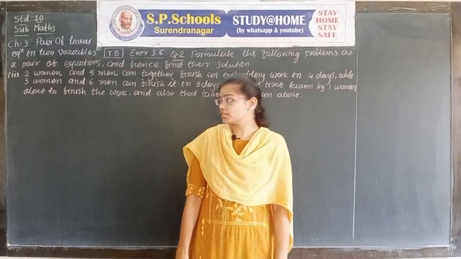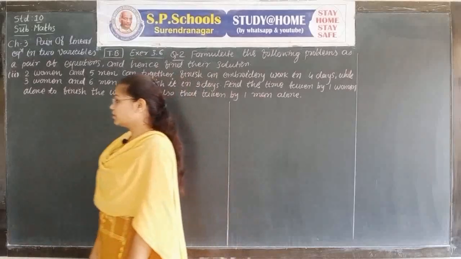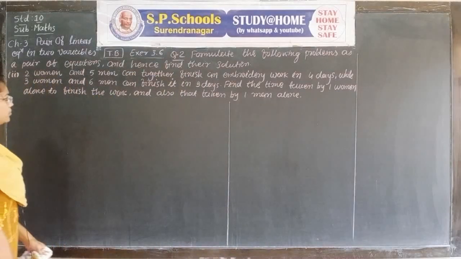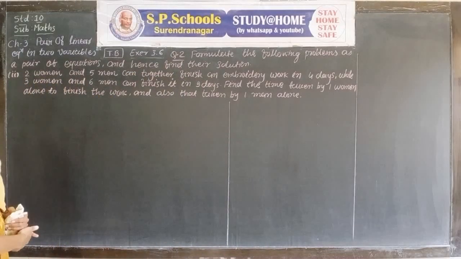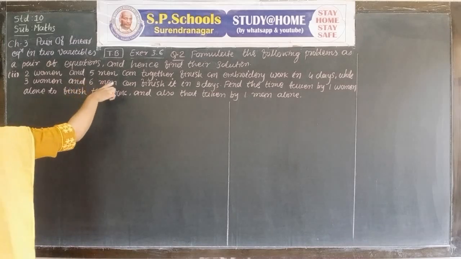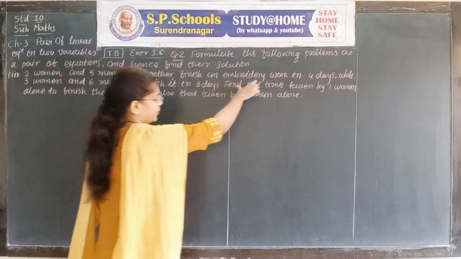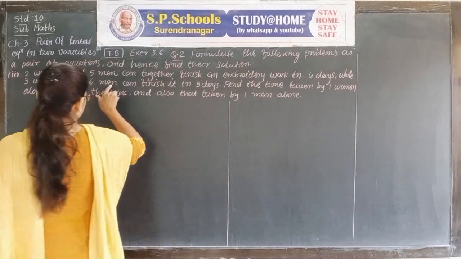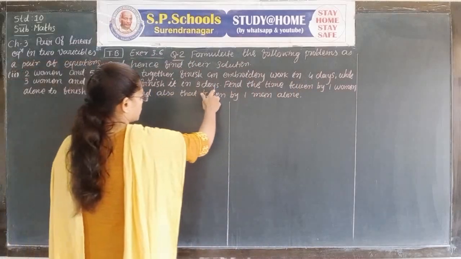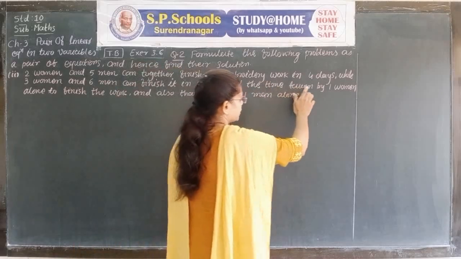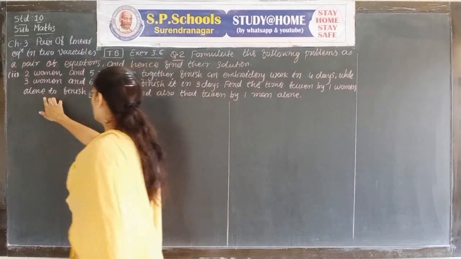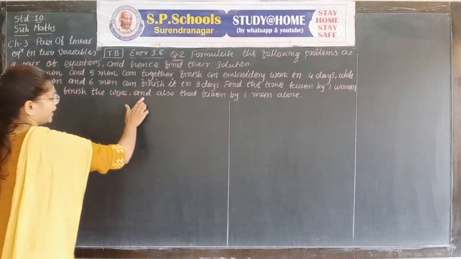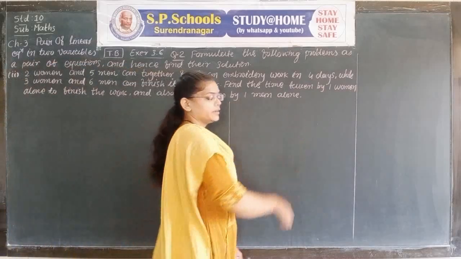See the next, second number. The second number is the most important practical sum. 2 women and 5 men can together finish an embroidery work in 4 days, while 3 women and 6 men can finish it in 3 days. Find the time taken by 1 woman alone to finish the work, and also that taken by 1 man alone.